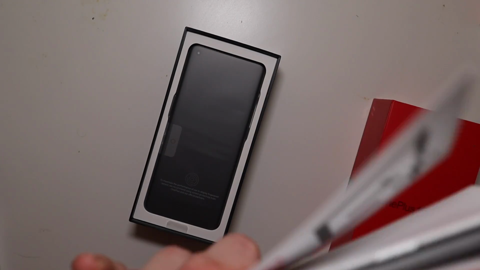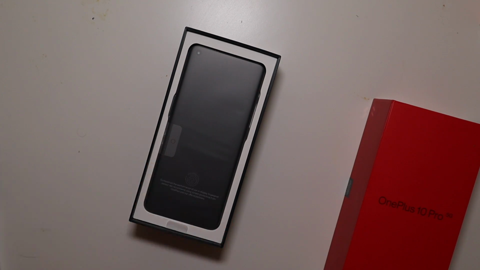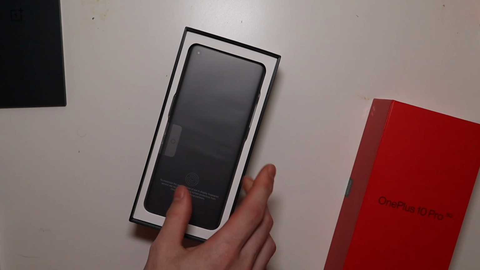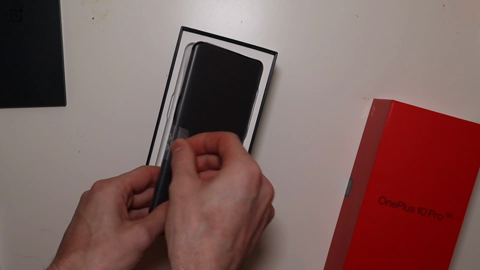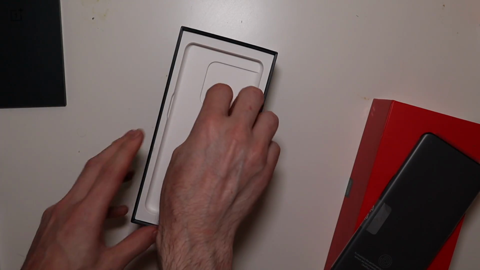One cool thing about this phone is it does charge at 65 watts. Again, that is a limit of the North American model. The other ones do charge at 80 watts, but because the 110 charger is not capable of that, that's what you get for the North American model. Have a pull tab right here. I'm gonna go ahead and put the phone off to the side for a second. We're gonna check and see what else we get.